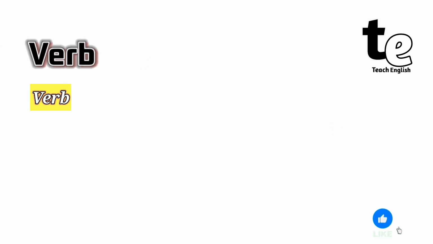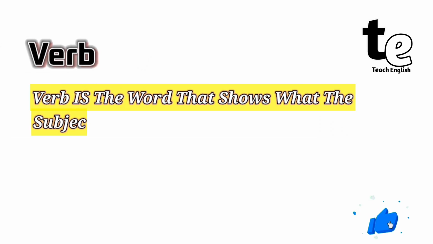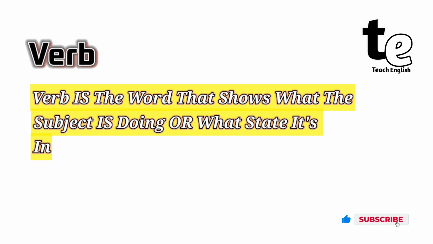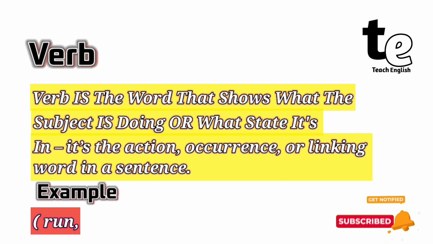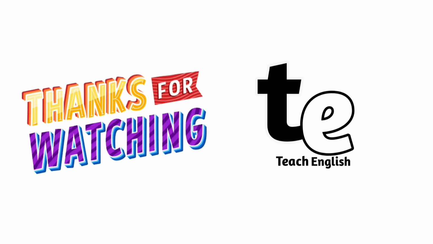Verb. A verb is the word that shows what the subject is doing or what state it's in. It's the action, occurrence, or linking word in a sentence. Example: run, think, be.